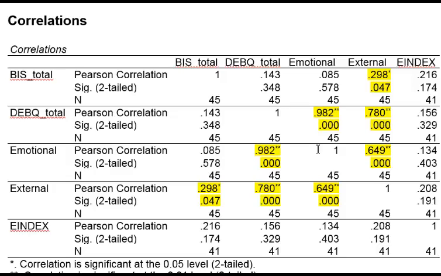Their impulsivity, impulse behavior. So this looks like the big stuff here. So BIS and external barely. DEBQ emotional, external definitely. Emotional DEBQ, so that's just backwards. Yeah, it's just backwards. So I think I have everything.